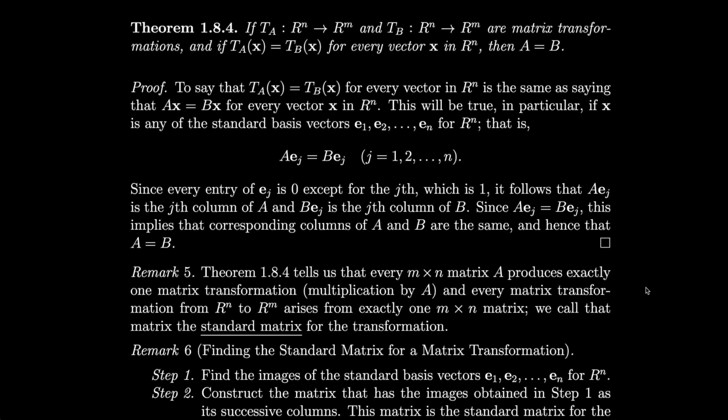This will be true in particular if x is any of the standard basis vectors, e1 through en. So that means that it'll be true if we take Ae_j equal to Be_j for j equals 1 through n. Since every entry of e_j is 0 except for the jth, which is 1, it follows that Ae_j is the jth column of A and Be_j is the jth column of B. Since Ae_j equals Be_j, this implies that the corresponding columns of A and B are the same, and hence that A equals B.